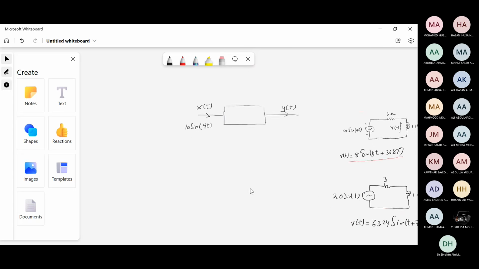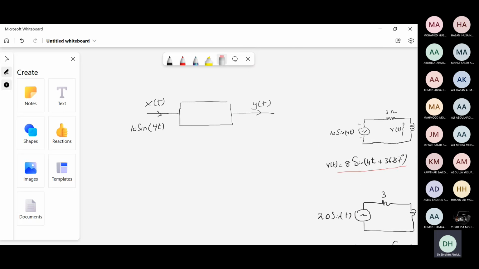But let me generalize this one first. If my input is equal to A sine omega t plus some theta, and we have H of omega here, then the output is directly equal to A. So first, from this one, you need to find the H of omega magnitude and the angle of H of omega.